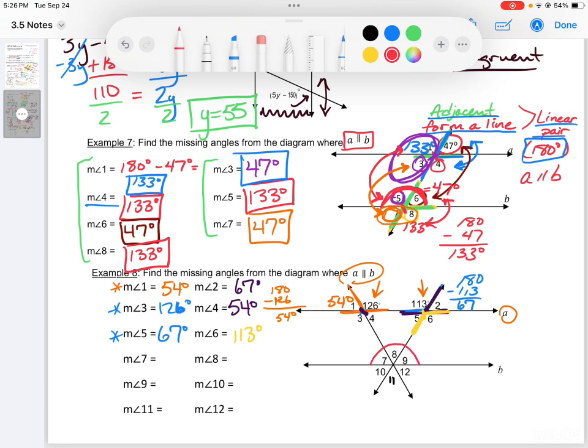First one I want to point out is that angle 7 plus angle 8 plus angle 9 make a line. So that means together they all equal 180 degrees. Also, 10, 11, and 12 also form a line. Angle 10, angle 11, and angle 12 also add to 180 degrees.